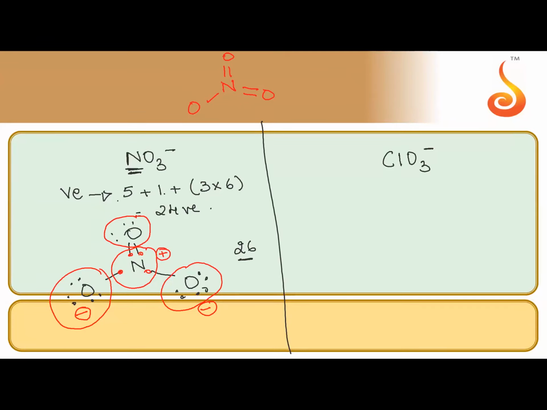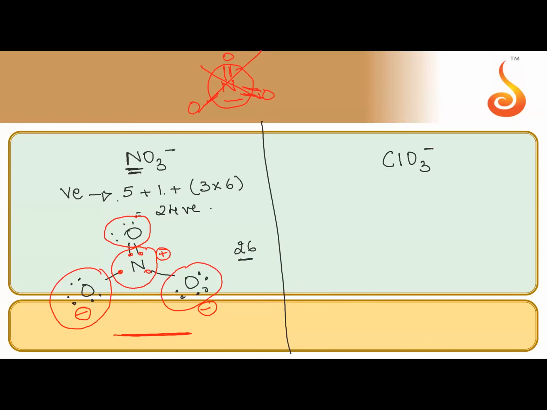This part is wrong. Why is it wrong? Because this nitrogen cannot expand its octet. 1, 2, 3, 4, 5, 6, 7, 8, 9, 10. That nitrogen cannot do. Other elements can do. Third row elements can do, not nitrogen. So don't use this logic. You stop here. This is perfectly fine.